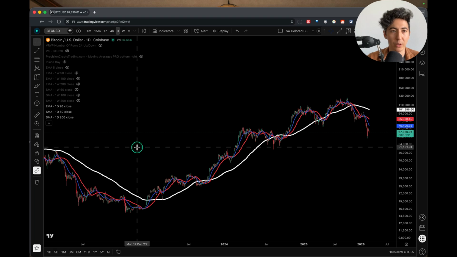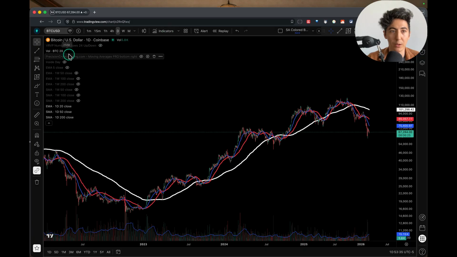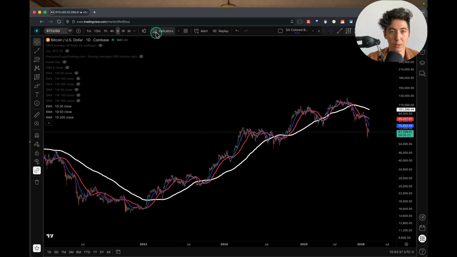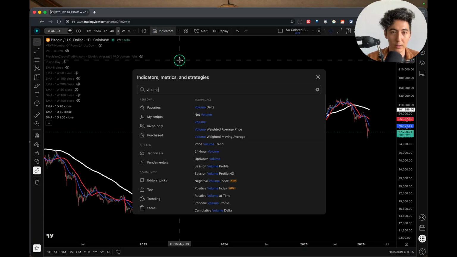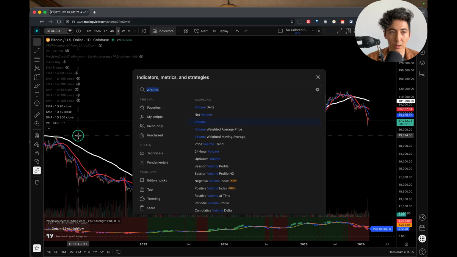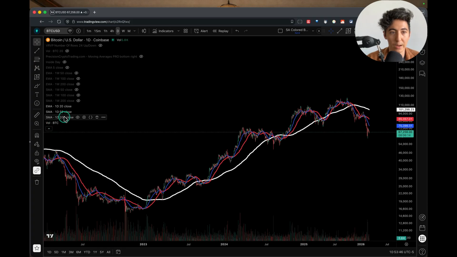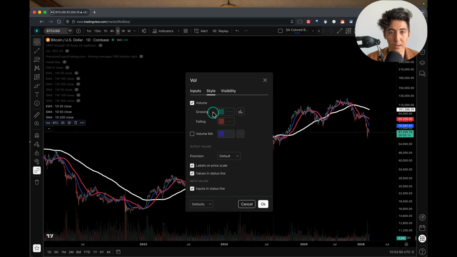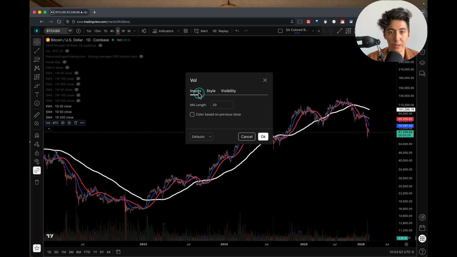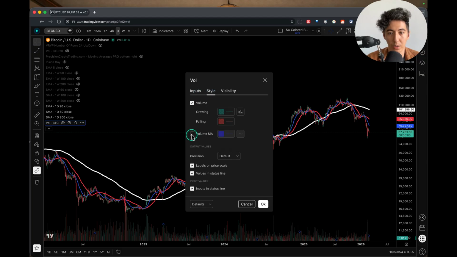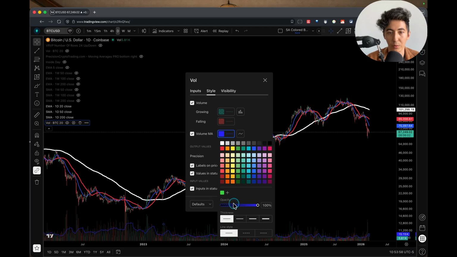So this is the first thing that we're going to be doing. And then the second indicator that we need is the volume. I already have the volume pulled up, but if you don't, you just go to indicators, look at volume, and click on volume. Then what I like to do is go into settings and have the volume moving average turned on. I like to see the moving average line.